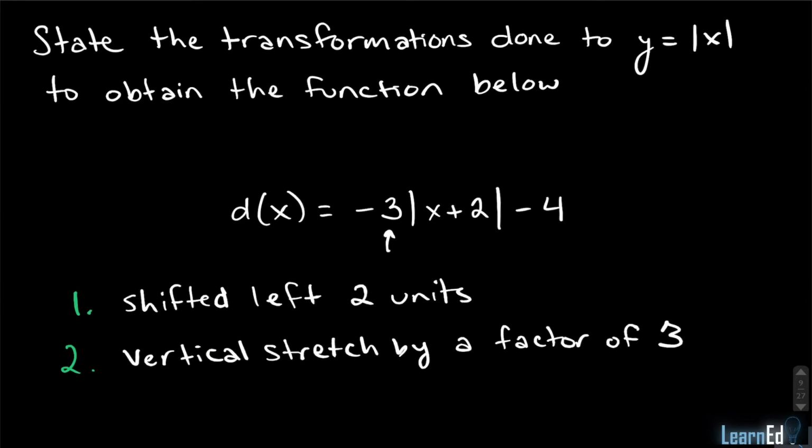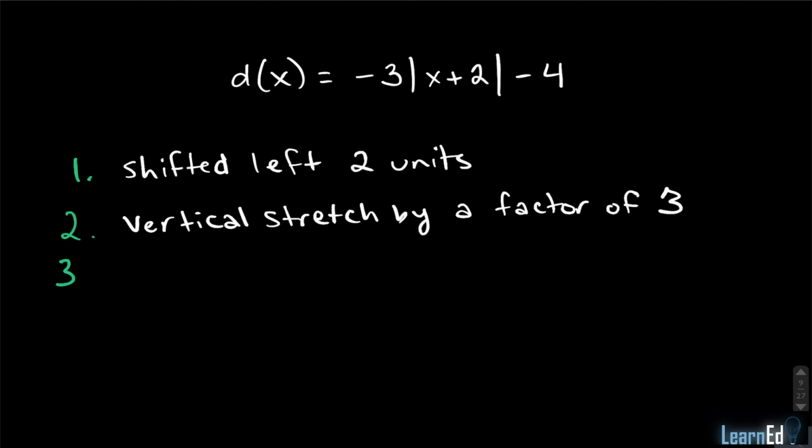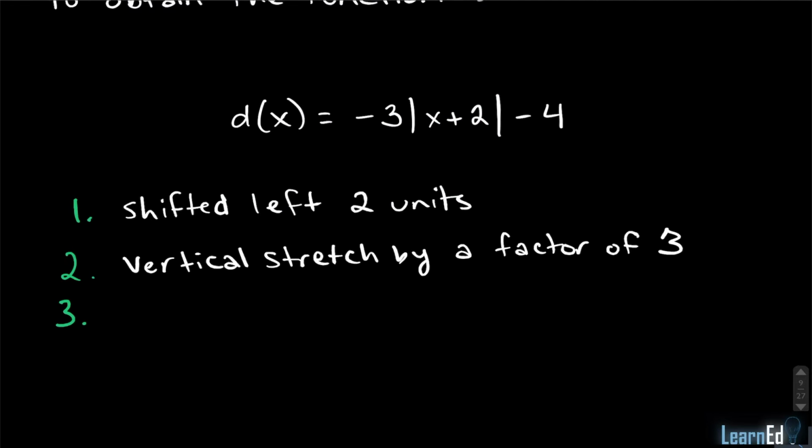But we took care of the 3. Now we have this negative as well, and that kind of goes right in with our second step here. Not only is the -3 as a whole producing a vertical stretch by a factor of 3, but since it's negative, it's also reflecting the graph over the x-axis. That's what that'll do.